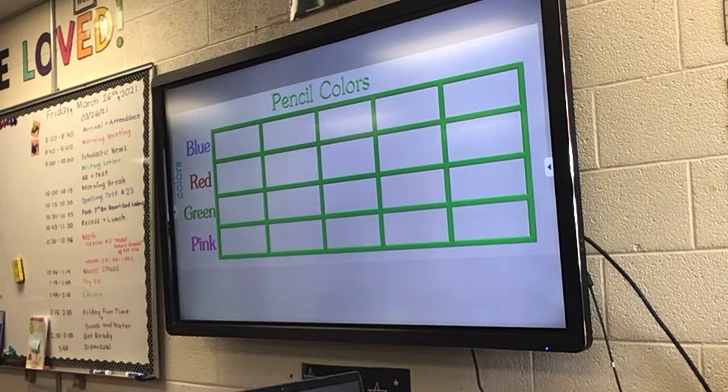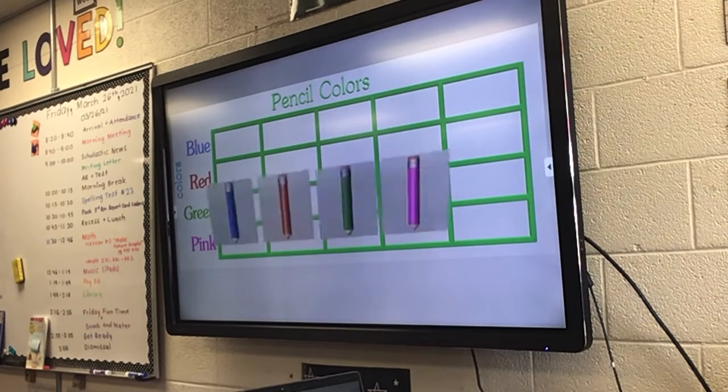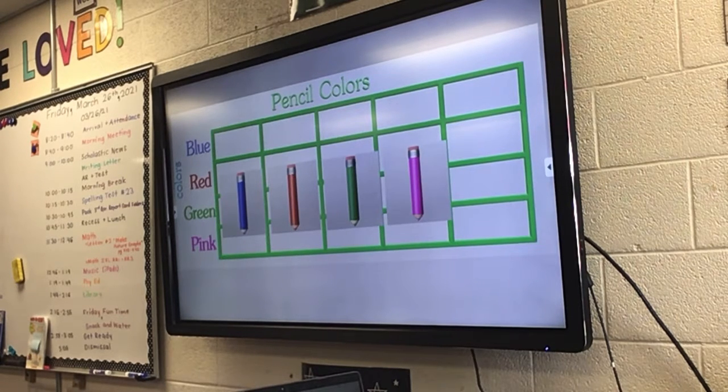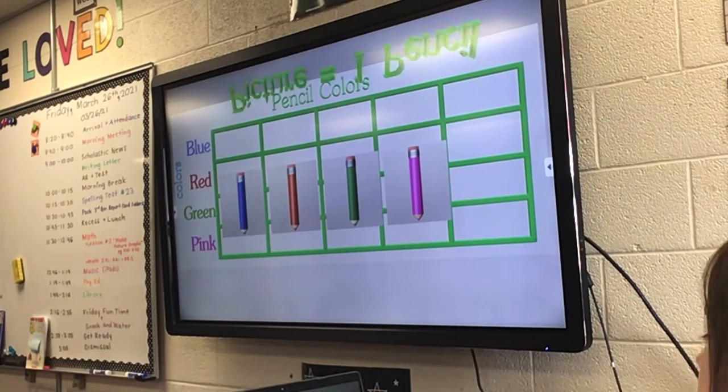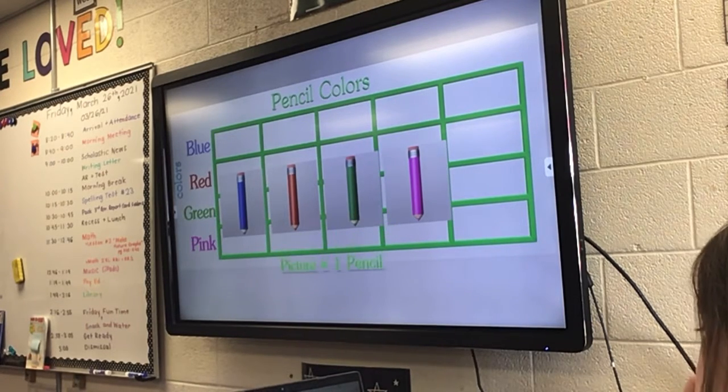This graph is starting to look really good. Now, to show the number of colored pencils we have, we are going to use these pictures of pencils. Each one of these pictures will represent one pencil. When using a picture graph, we need to use a key. The key tells us what the symbol or picture means.